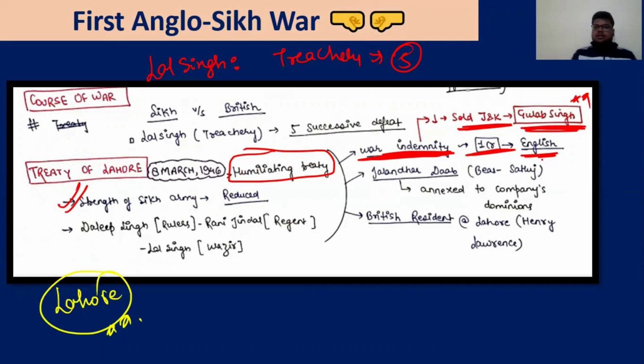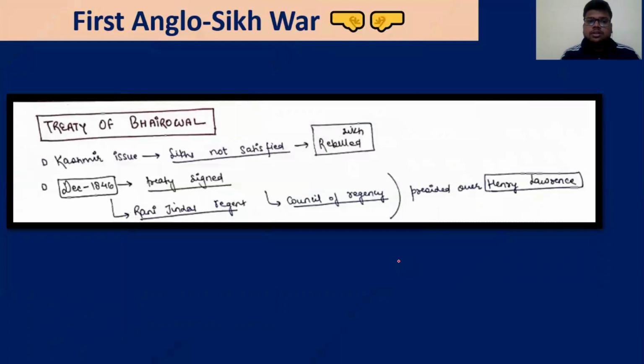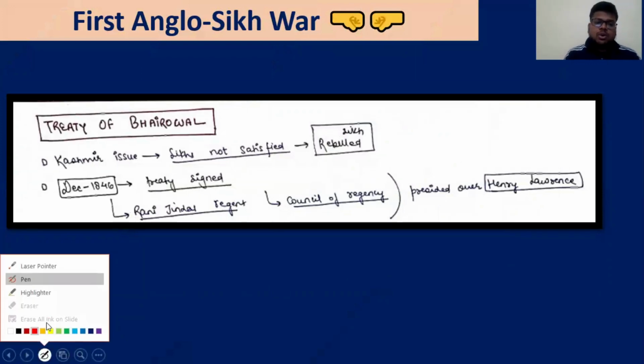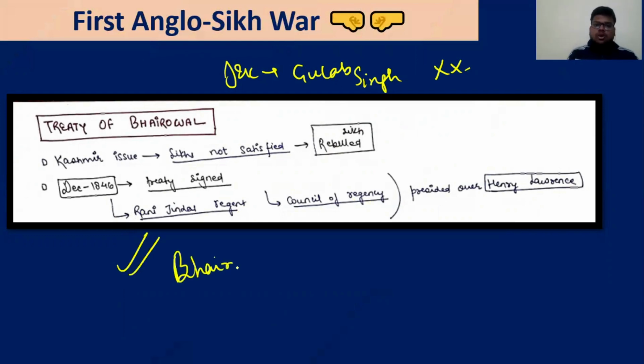Jalandhar Doab was annexed to the company's dominion. The Company got more territory. A British resident had to be placed at Lahore, Henry Lawrence. So this was a humiliating treaty for the Sikhs as well. Then, when Jammu and Kashmir was given to Gulab Singh, the other Sikh chiefs were not happy. So another treaty was signed, that is the Treaty of Bhairawal.